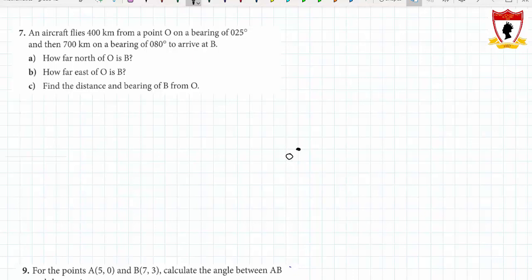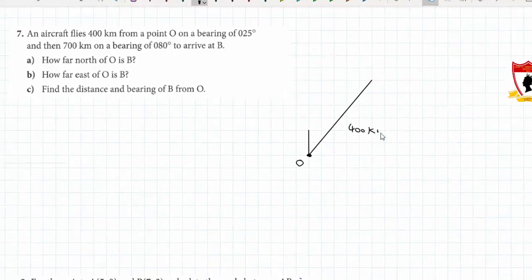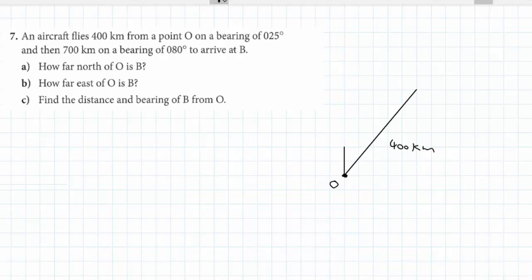Since the question is about bearing, norths are required. Let's say this is the north of point O and we need an angle 25 degrees. Let's say this angle is 25 degrees, 400 kilometers. Then this distance is 400 kilometers. Then the aircraft goes to another point, but the name of this point is not mentioned in the question. So we don't name this point. We just know it's a point.